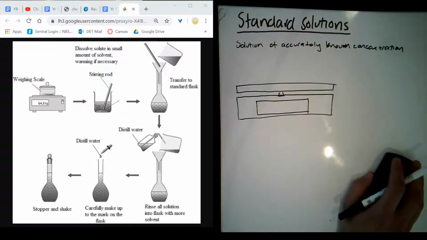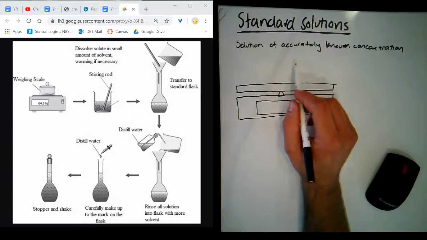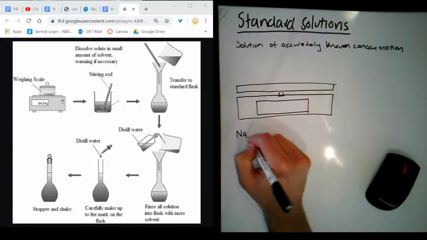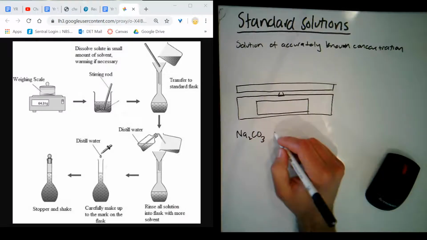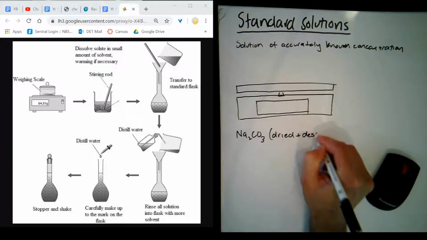So how do we actually go about preparing a standard solution, you're probably asking now. So we've picked an appropriate material. Let's say for the sake of this, we've actually chosen sodium carbonate. We've kept this in the oven for a while, and we've stored it in a desiccator.